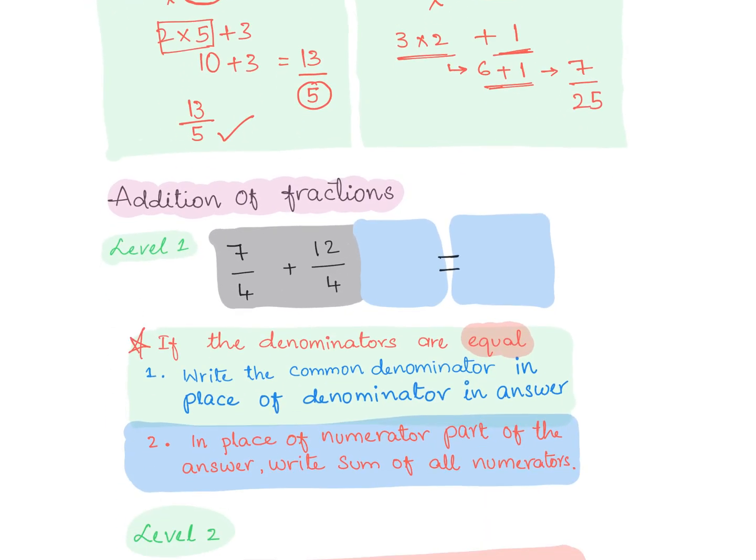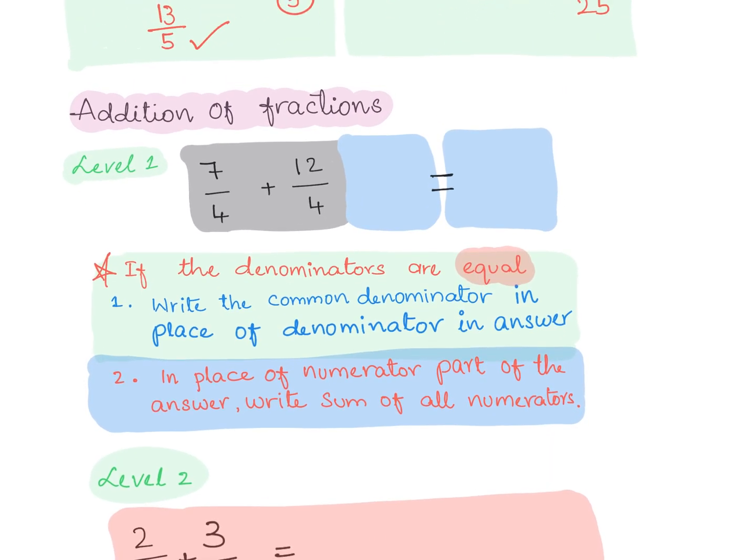Now let us move to the addition of fractions. Yes, let us take a basic level 1 example. So we have 7 by 4 and 12 by 4. Here the denominators are the same, right? So if the denominators are equal, write the common denominator in the place of the denominator in the answer. Yes, so we will get the answer in which the denominator part will be the same as in the question. So let us write that. The denominator part will be 4.